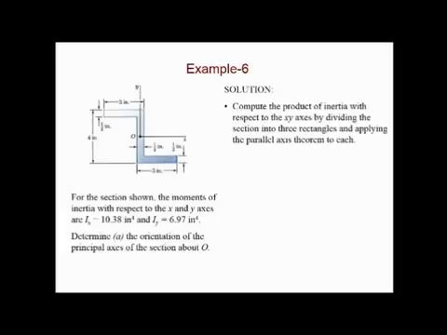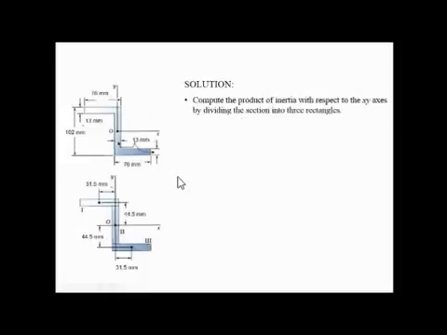Similarly, we will proceed as we have in all the previous questions. Compute the product of inertia with respect to the xy axis by dividing the section into 3 rectangles. You can divide this area into 3 rectangles by applying the parallel axis theorem to each of them. Now suppose we have divided this part into 3 rectangles, first, second and third rectangle, as named. So you can write the dimensions easily, and see how it has been subtracted. Now compute the product of inertia with respect to the xy axis by dividing the section into 3 rectangles.